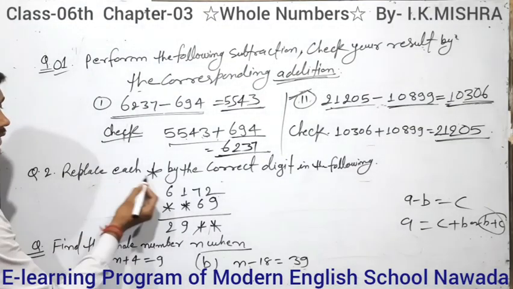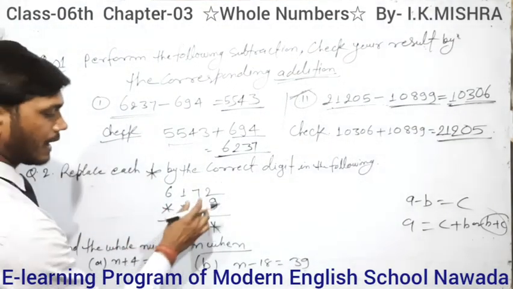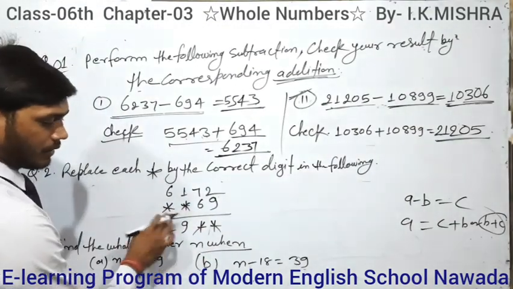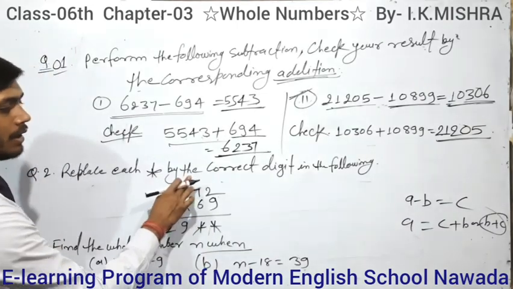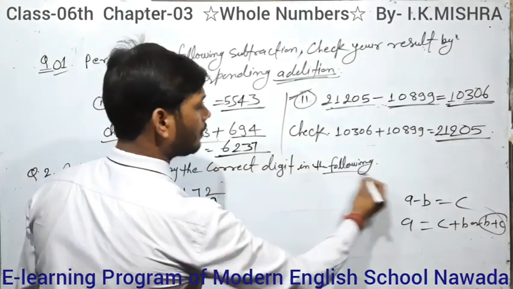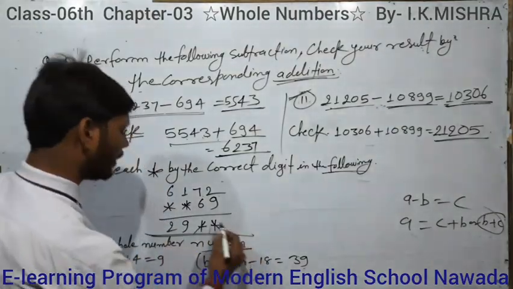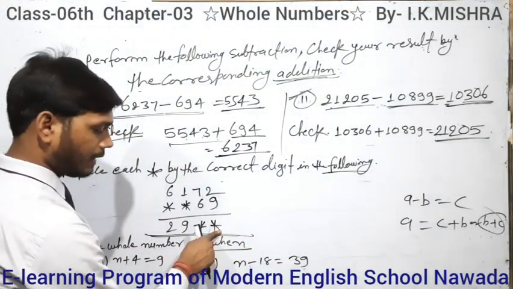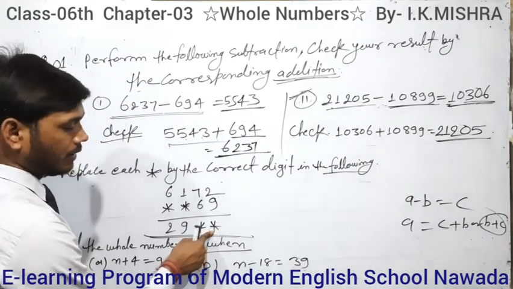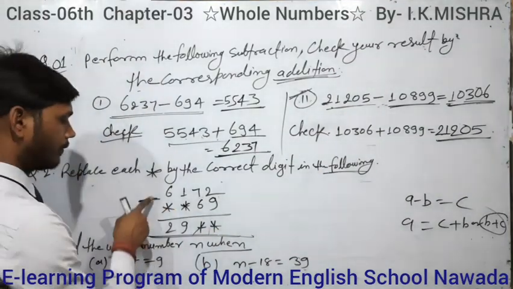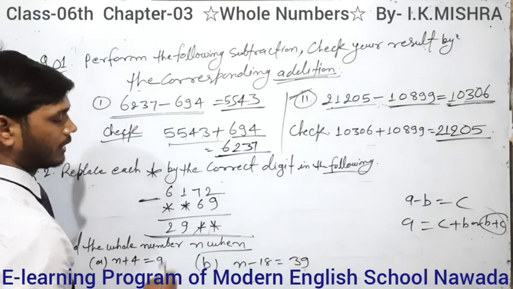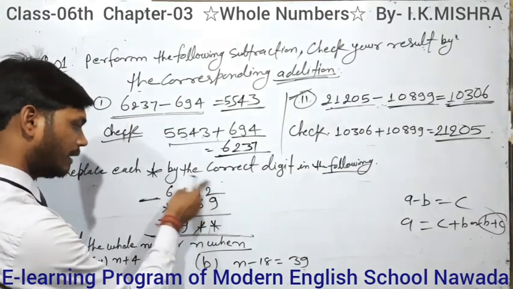Your next question is: replace each star by the correct digit in the following case. Here you have to solve, you have to find the digit at the place of each star. Here a subtraction sign is given. That means you have to subtract this number from this.